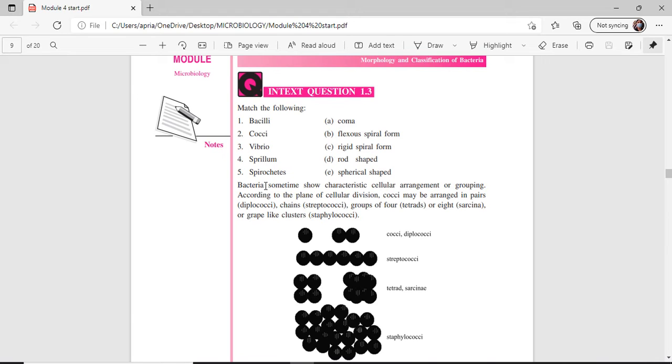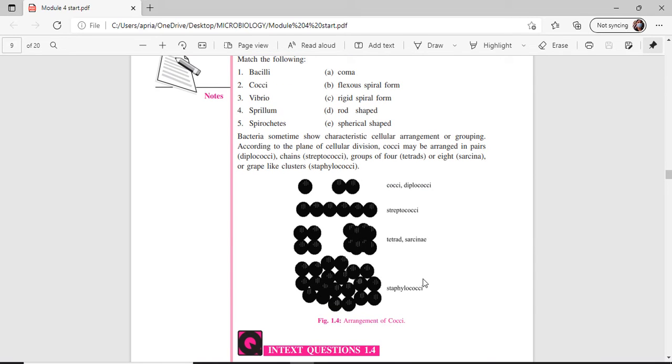Bacteria sometimes show characteristic cellular arrangements or groupings. According to the plane of cellular division, your cocci may be arranged in pairs. If a pair, it is called diplococci. If a chain, it is streptococci. If in a group of four, tetrads. If eight, it is sarcina. If in a cluster, it is now called staphylococci. That's why you have Staphylococcus aureus.